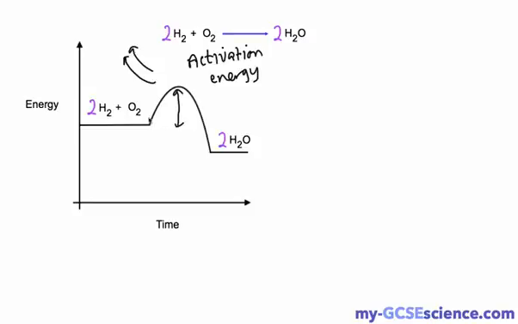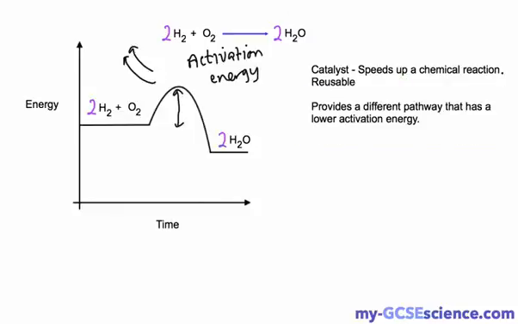Now we can sometimes actually lower this activation energy by using something called a catalyst. Now you know a catalyst as something that speeds up a chemical reaction and is reusable, but in terms of our energy level diagram, we can see how this catalyst works. What it does is it provides a different pathway that has a lower activation energy. So in other words, this is the amount of activation energy that's required. Currently, if we add a catalyst to this reaction, what happens is we get a lower amount of energy that's required to start the reaction off, and therefore the reaction can go faster.